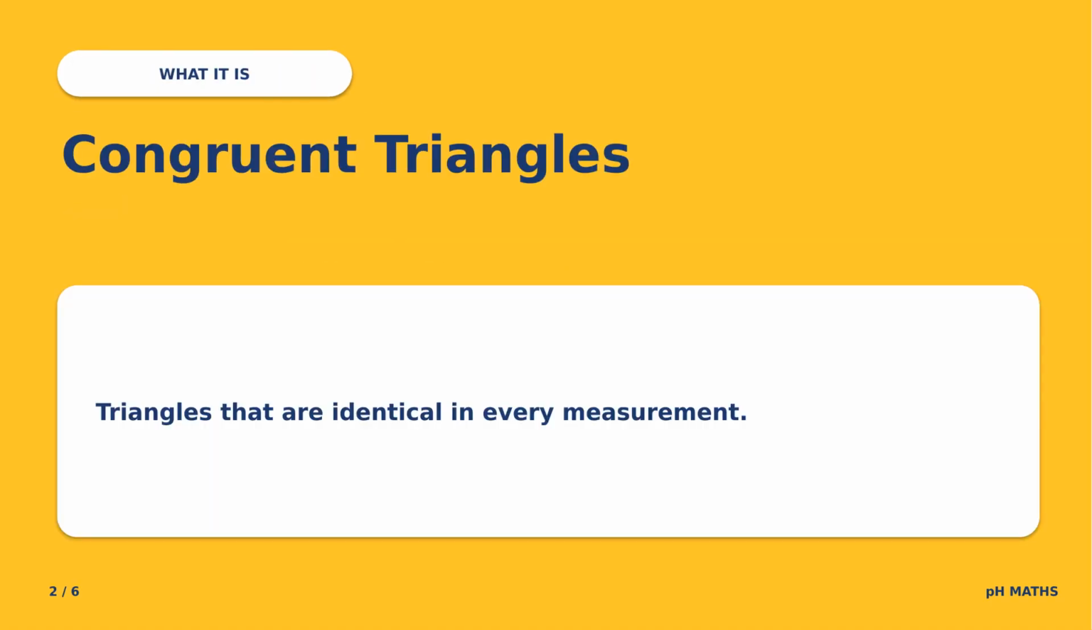Definition: two triangles are congruent if they're identical in every measurement, every side and every angle. Same shape, same size. They might be rotated or reflected, but the dimensions match perfectly. Different from similar. Similar is same shape only, different sizes.